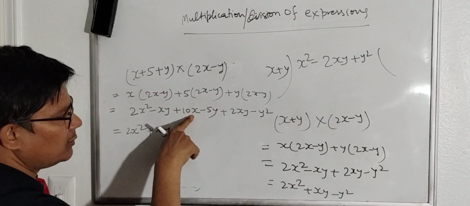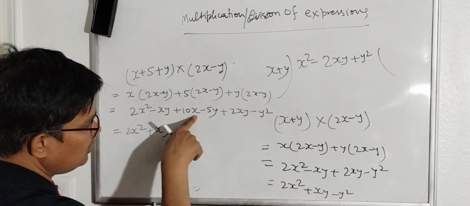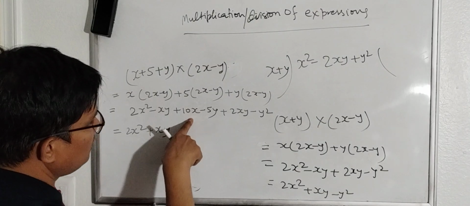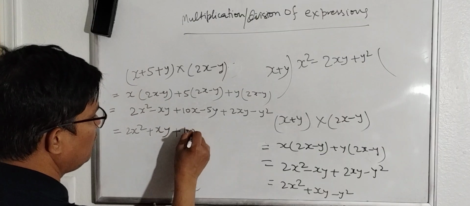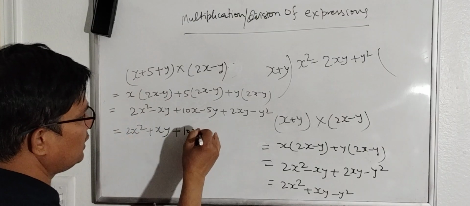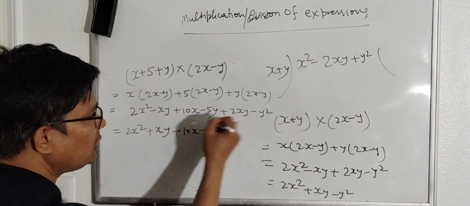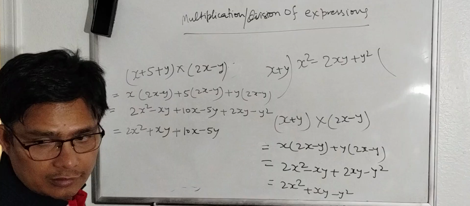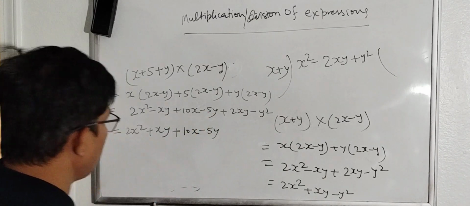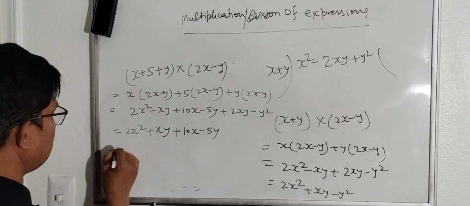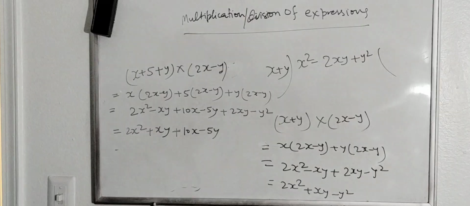Don't sum this one with this one, okay? Because it has x and y both. So there is no other term that has only x. So I will write it down. And what about y? We don't have any other y. Yeah, y is there, but this is xy. No other term that has just y. Okay, so you don't have to add or subtract anything from minus 5y. Okay, so this is the answer: 2x squared plus xy plus 10x minus 5y.